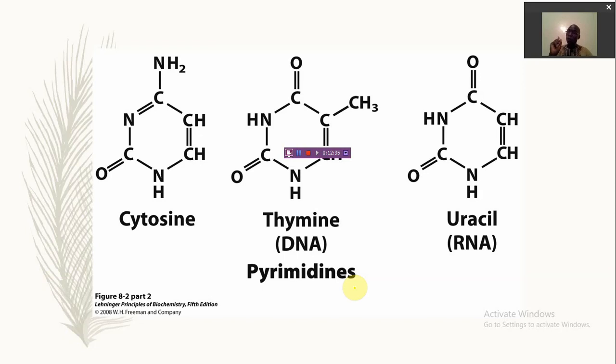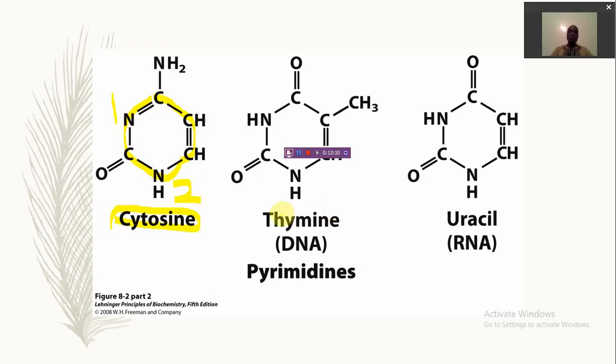Pyrimidines, on the other hand, have only 1 ring, and that ring has 2 nitrogen atoms in the ring. Remember, you're not counting those which are outside the ring. Like in the case of cytosine, this is what you're calling the ring. This ring structure has 1 nitrogen and 2 nitrogens.